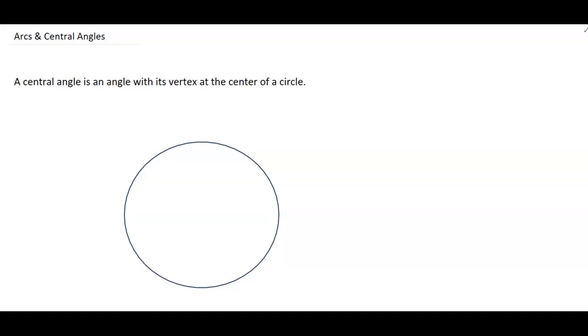Arcs and central angles. A central angle is an angle with its vertex at the center of a circle, hence the name central. So if this is the center of circle O, and that's A and B, then angle AOB is the central angle of arc AB.